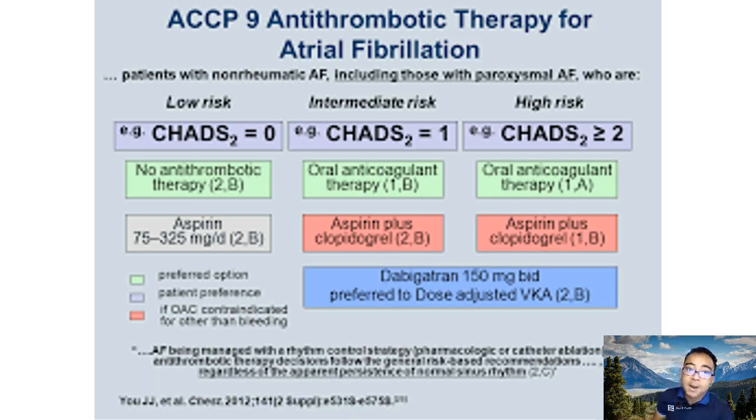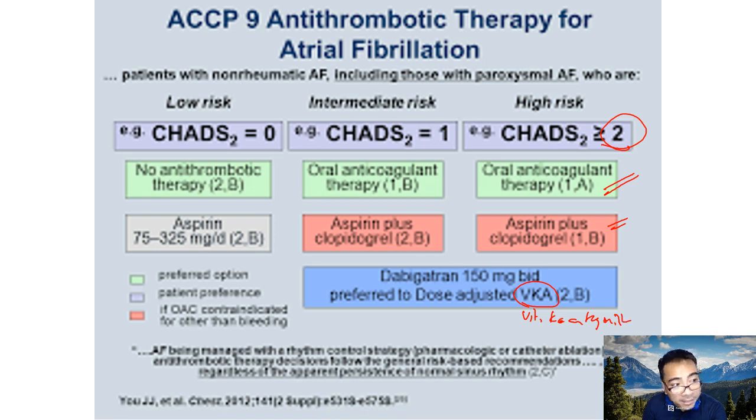Now, based on the ACCP 9, antithrombotic therapy for atrial fibrillation, if your score class is 2 or more, then you might want to use oral anticoagulant therapy. Normally, class, it's aspirin plus clopidogrel. Okay? Pwede rin naman ang treatment as aspirin plus clopidogrel. Or, pwede rin dabigatran, 150 milligrams twice daily. This is more preferred class than using dose-adjusted warfarin or VKA, vitamin K antagonist. This is vitamin K antagonist.